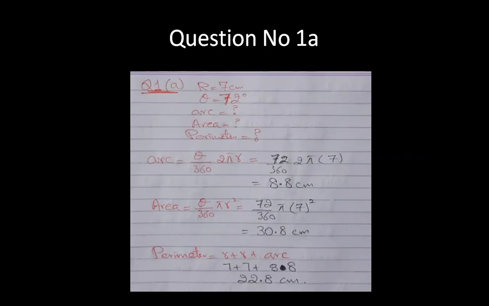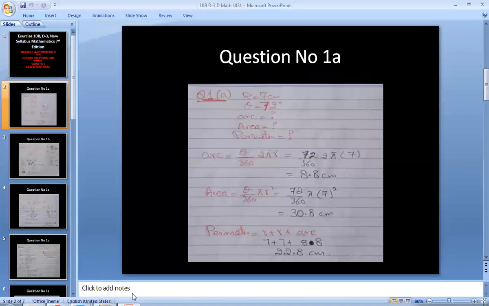Then the question is find the area of the sector. The formula for the area of the sector is theta by 360 pi r square. So 72 divided by 360 multiply pi multiply 7 square equals, and that will be 30.8 centimeter square. The perimeter of the sector, you know the perimeter of the sector is radius plus radius plus arc. So the radius is 7, so you will have 7 plus 7, and the arc is 8.8 centimeter. So 7 plus 7 plus 8.8 centimeter, and that will be 22.8 centimeter. So this is how you will do the question number 1 and its A part.